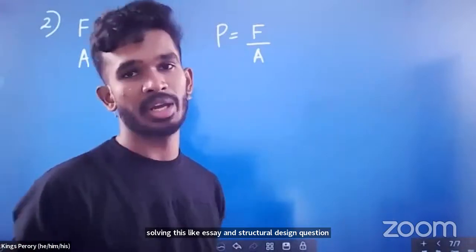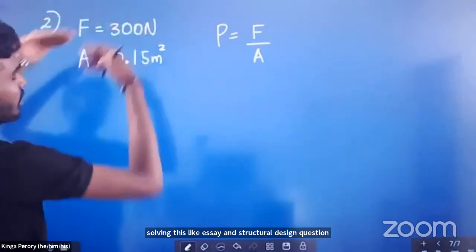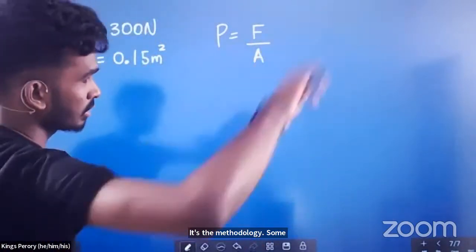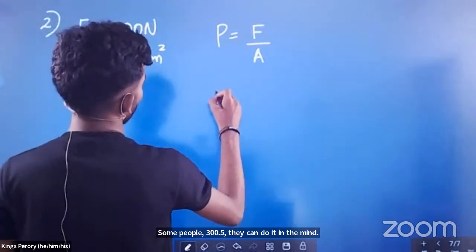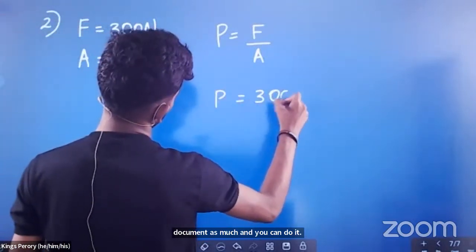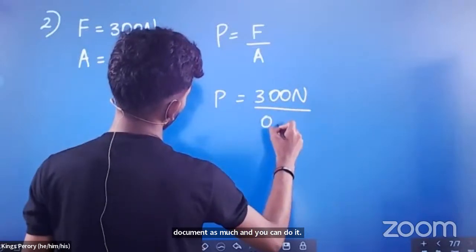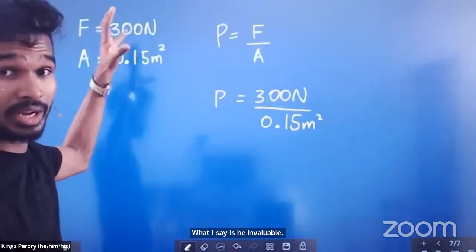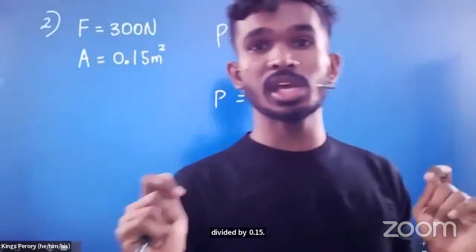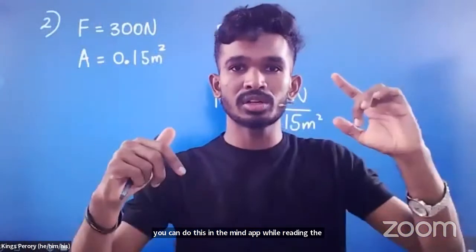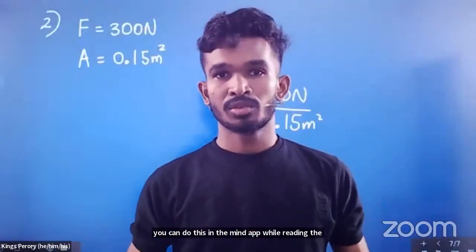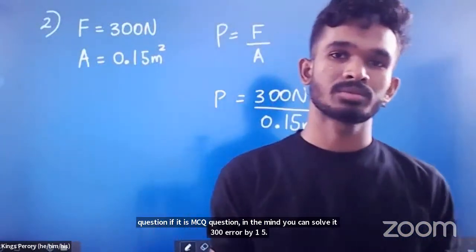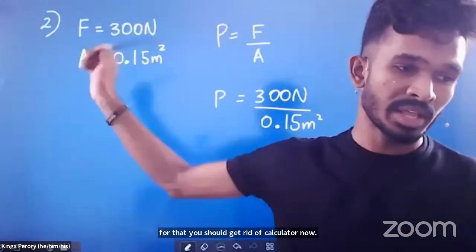MCQ, you will do it in the mind. Some people can do it in the mind, chopping the decimals. Pressure is equal to 300 Newton divided by 0.15. You can do this in the mind while reading the question. 300 divided by 0.15. For that you should get rid of the calculator now. Now you train the brain, automatically that ability will come.